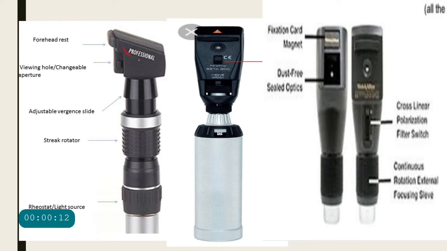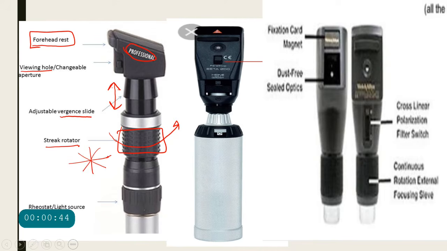So in the Keeler's retinoscope, as you can see here, you have a forehead rest which will touch the forehead of the examiner. Then we have a viewing hole through which the examiner will see the pupil. Then we have the adjustable version slide through which you can change the plane mirror setting or the concave mirror setting here. Then we have a streak rotator. The streak rotator, which is shown over here, you can rotate this and you can get various directions of the streak. You can get a vertical streak, a horizontal streak, an oblique streak, and so on. And then we have a rheostat or a light source over here. By rotating this, you can turn on the retinoscope.